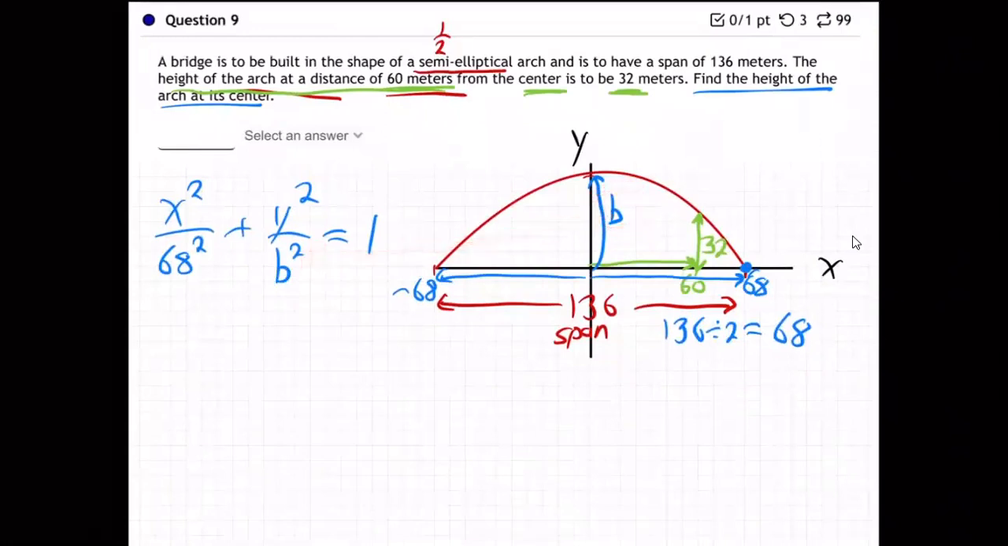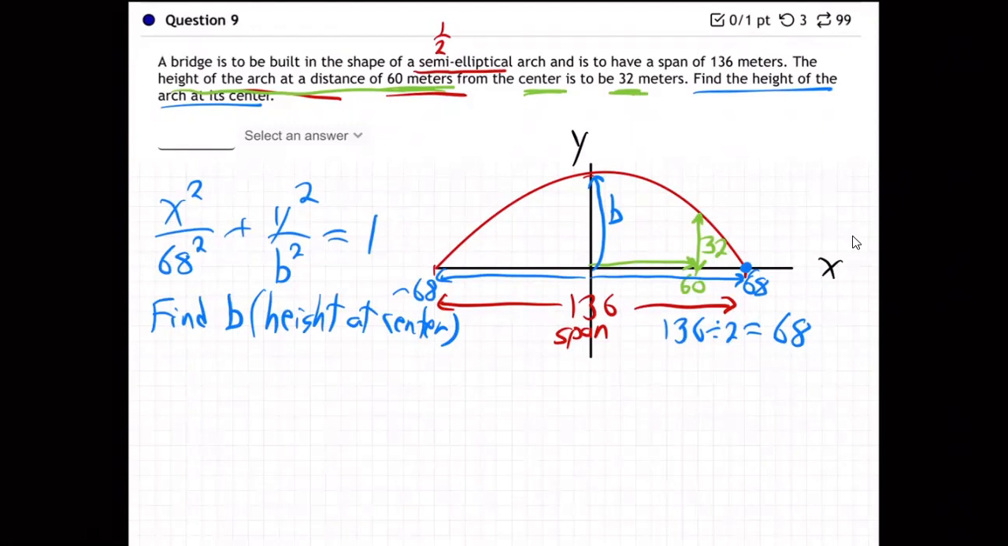So that's what I'm trying to find. That's actually my goal. Find b. Let me just write that. Find b. That's the height at the center, isn't it? Which is what they're asking for. How tall is that elliptical bridge at the center?